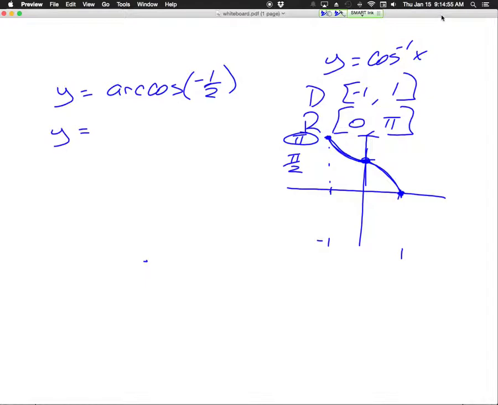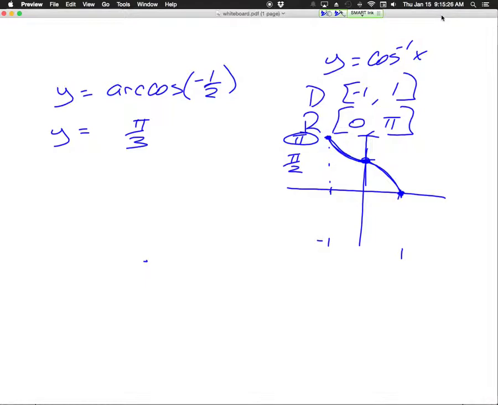Okay, I have y equals arc cosine of -1/2. So just like sine, we want to find a match. What's my match for cosine 1/2? Pi over 3. But now I need to figure out how to handle the negative when I'm dealing with inverse cosine. What did we do with sine whenever we had a negative? We just made our answer negative. Okay? Will that work for cosine?